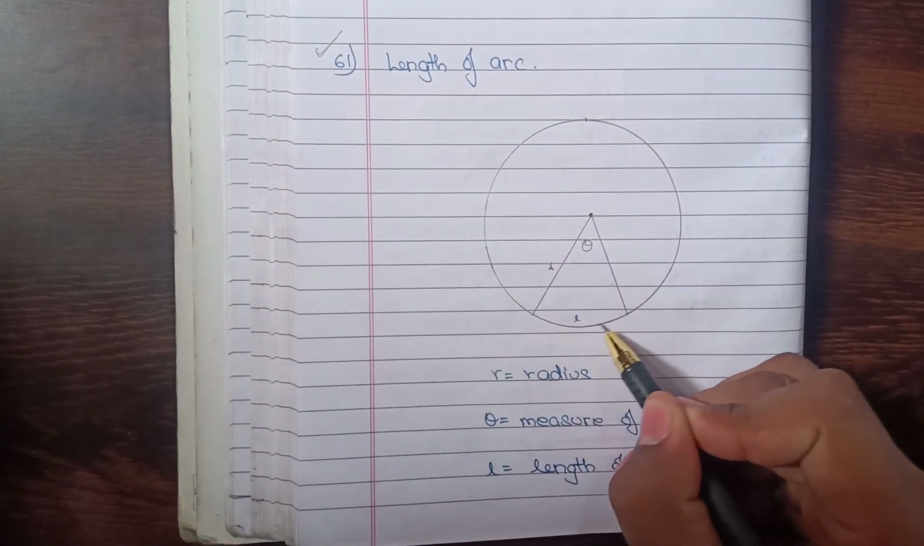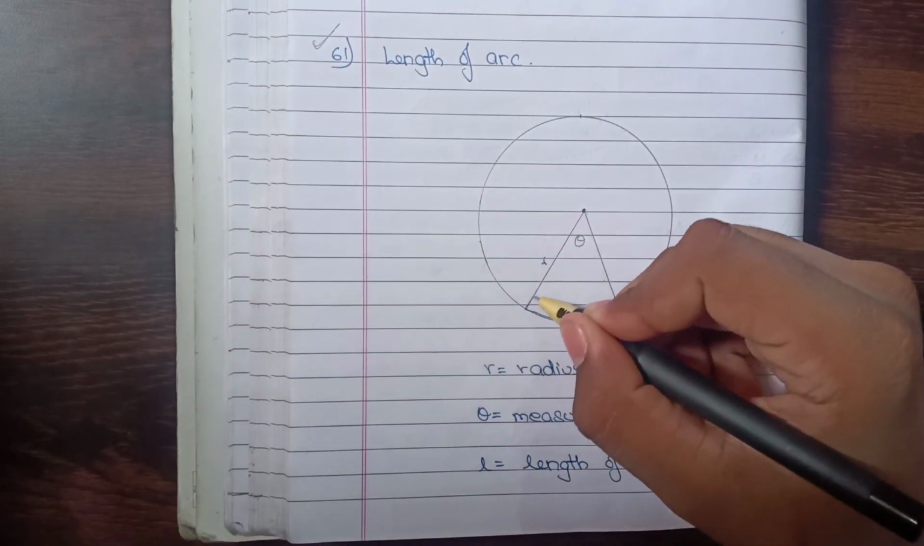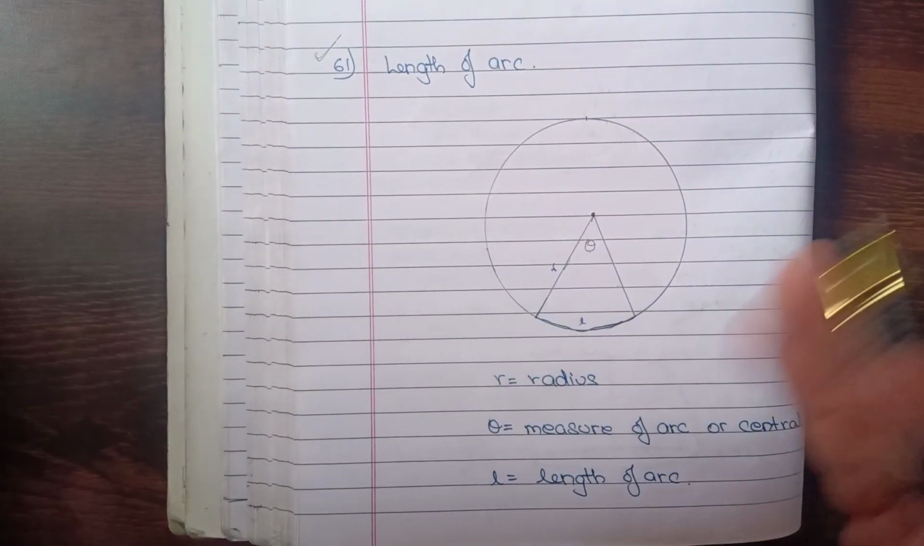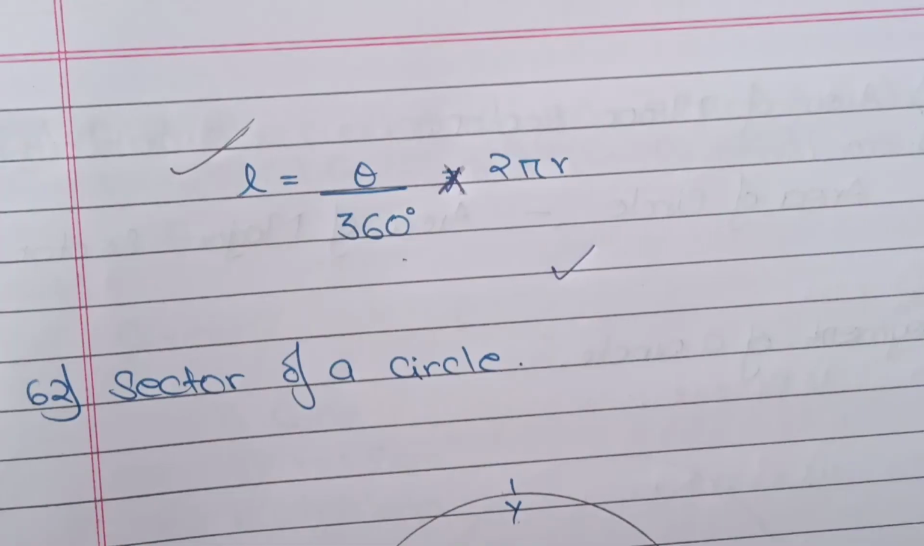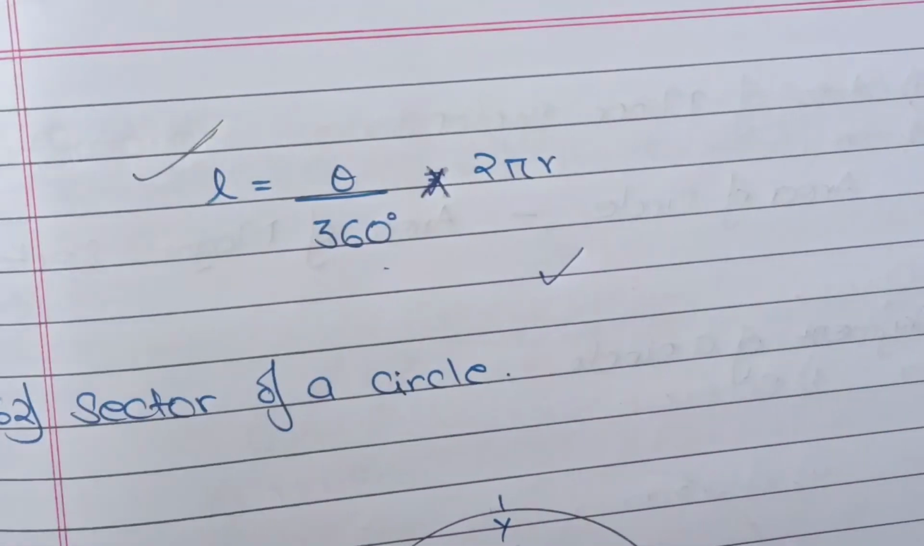Now last one, second last one I'll call it, is the length of arc. This is the length of the arc, and this is the radius, and theta is the measure of the arc's central angle. So its formula is L equals theta upon 360 into 2 π r.